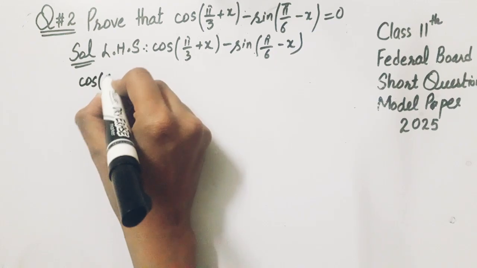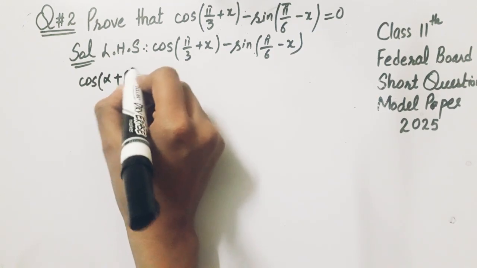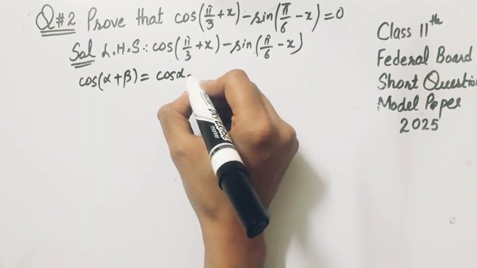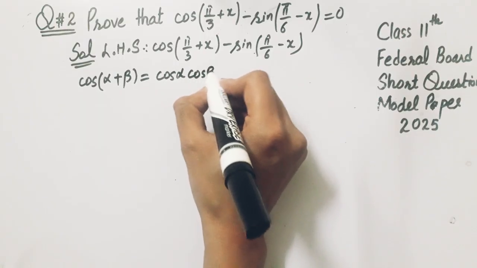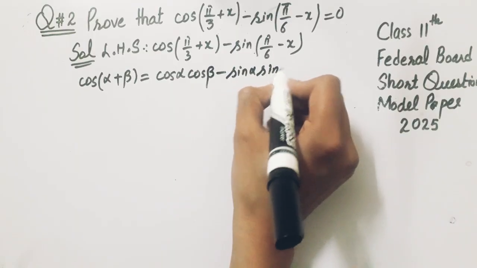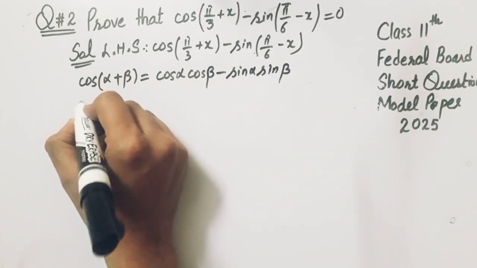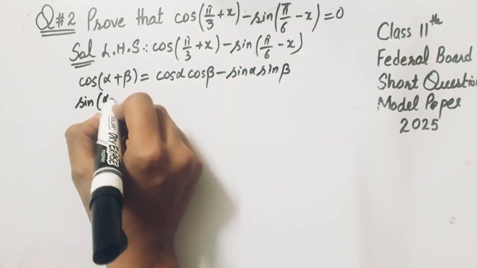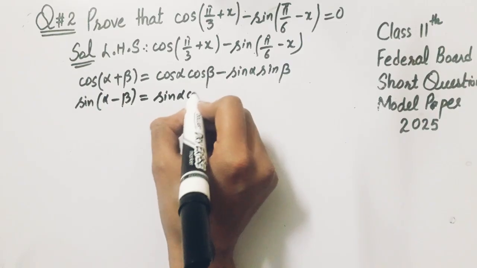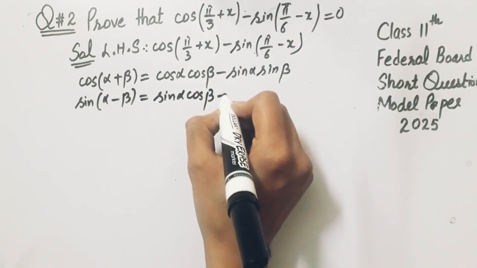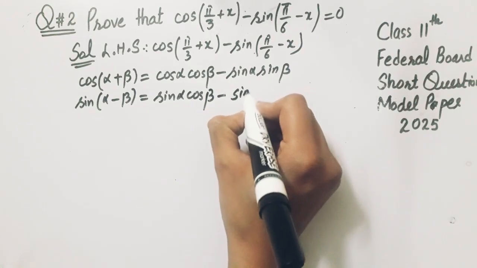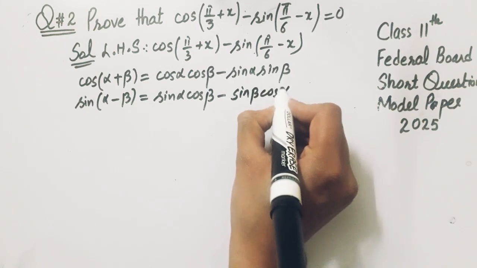First is cos of alpha plus beta, which is equal to cos alpha cos beta minus sin alpha sin beta. And in this case we apply the formula of sin of alpha minus beta, which is equal to sin alpha cos beta minus sin beta cos alpha.